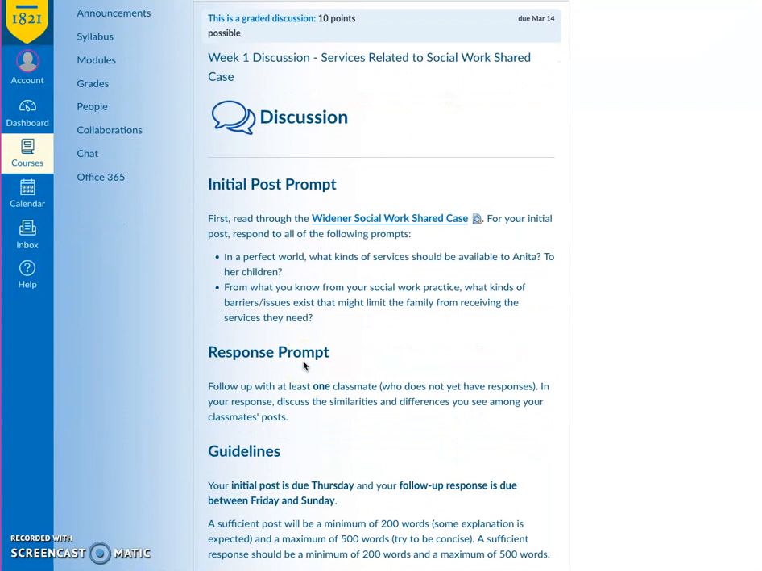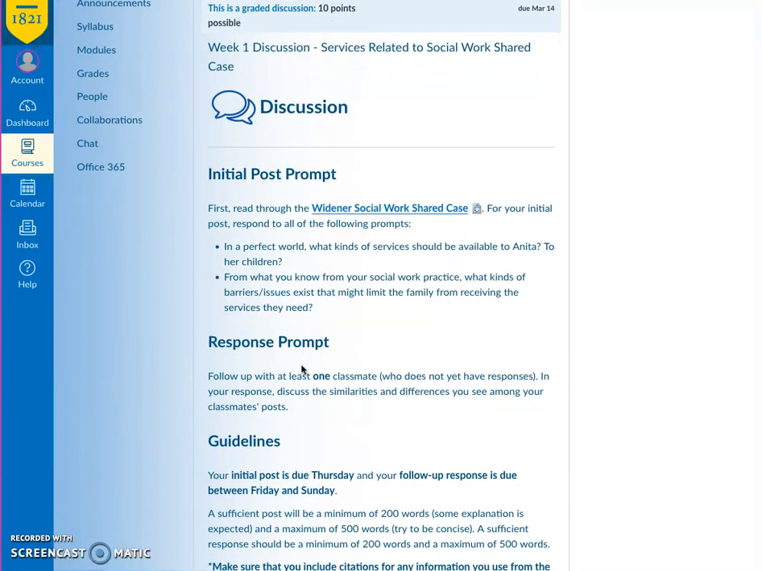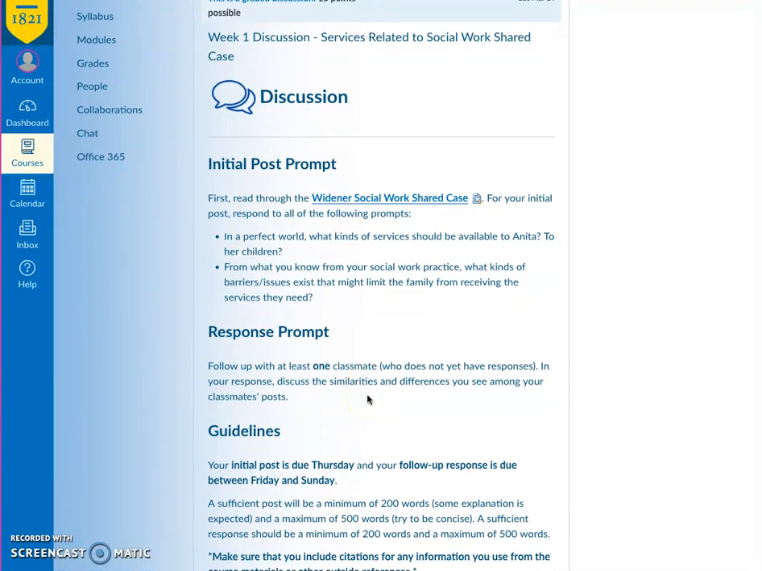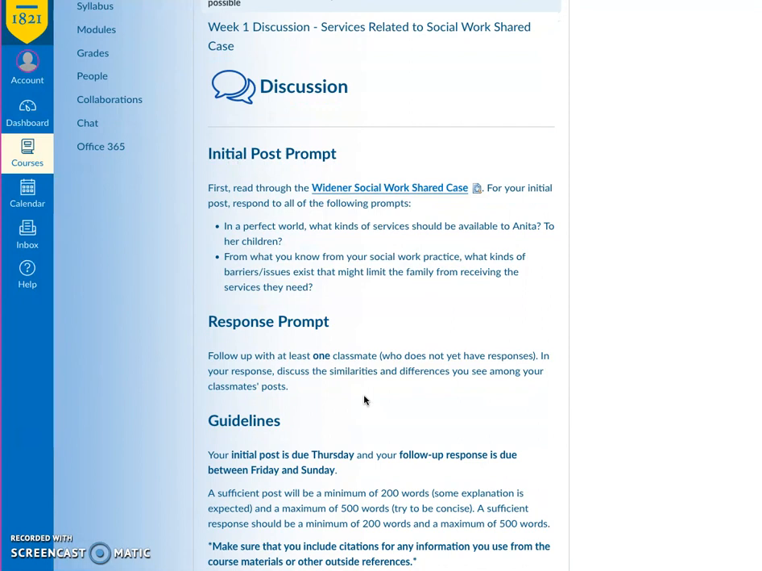Your initial post will be due this Thursday, and your response post will be due on Sunday. In your response post, reflect on the initial post of one of your classmates. Identify the similarities and differences of your analysis and theirs. So what is the similarity between what they've said and what you've said, and what are some of the differences? Try responding to a classmate who does not already have a response post.